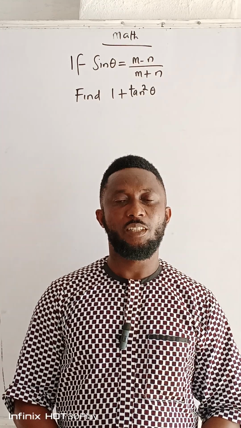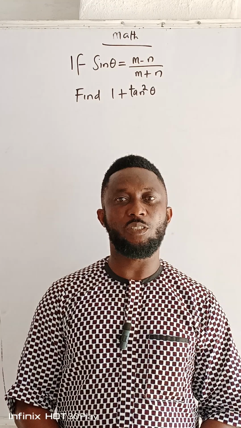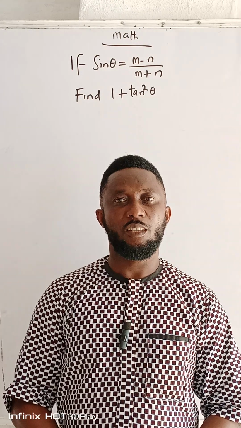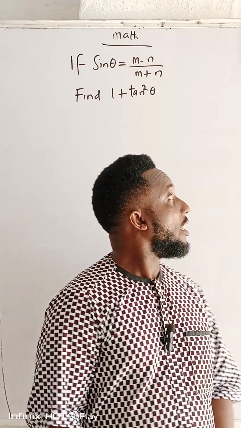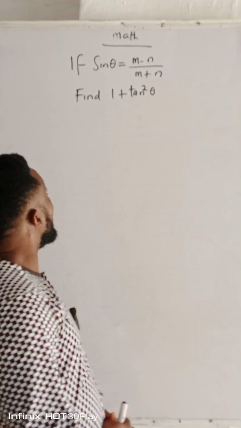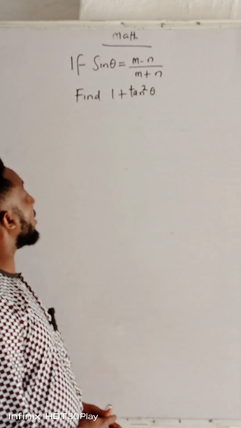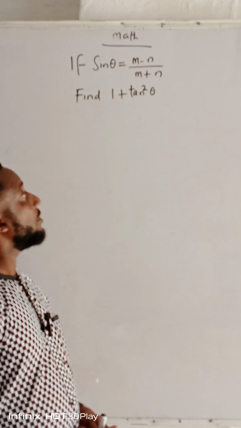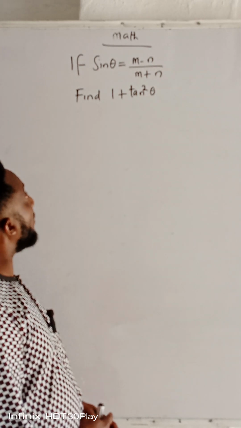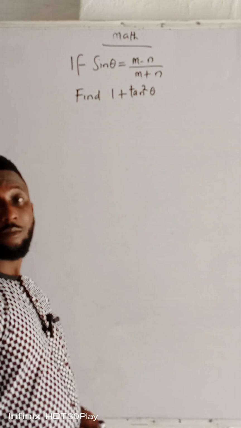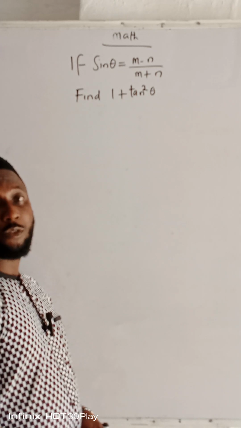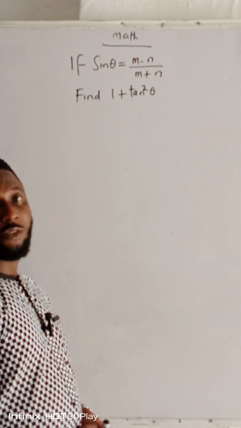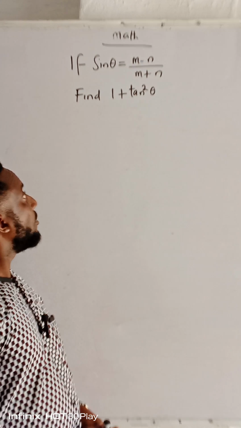Today we have a beautiful question on trigonometry. Trust you me, it is quite very educative. Now we have sine of theta equal to m minus n divided by m plus n, and we are to evaluate 1 plus tan square theta. The best approach to solving this problem is using trig ratio.